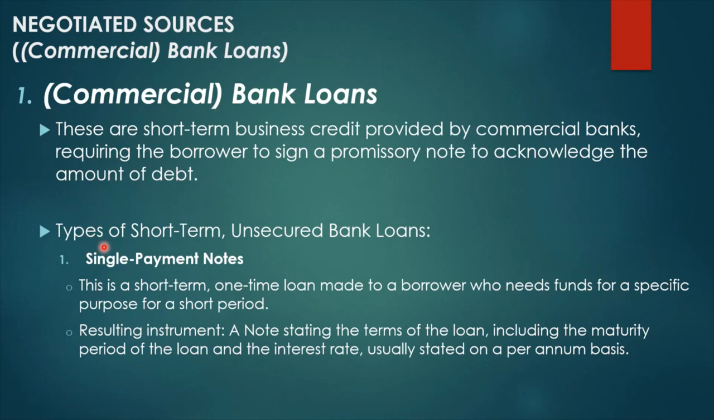Now, ano ba yung mga types ng short-term unsecured bank loans? Well, first is the single payment notes. Ano to siya? Ito yung mga short-term, one-time loan made to a borrower who needs funds for a specific purpose for a short period. So, one-time payment lang to, one-time agreement. Resulting instrument, a note stating the term of the loans, including the maturity period of the loan and the interest rate, usually stated on a per annum basis. So, notes payable ang pinipertain nito.